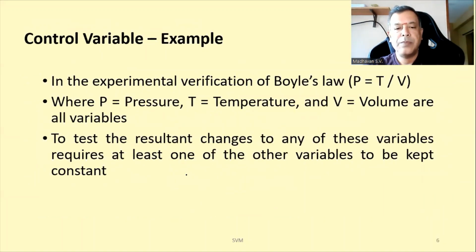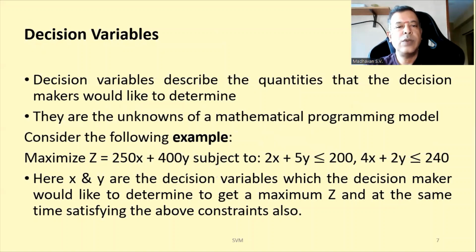So that is what we saw, right? That is an example for this. Now, next one is decision variables.